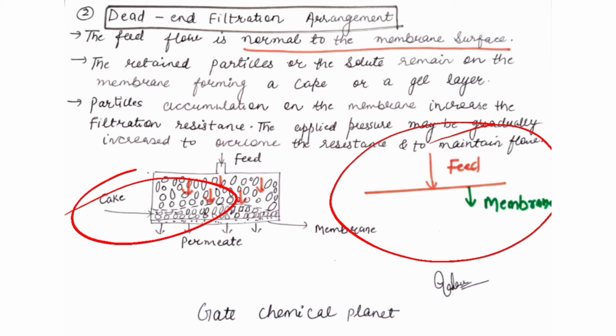So here there is an accumulation of retained particles or solute which remains on the membrane, and it forms a cake or gel layer, and the particle accumulation increases the filtration resistance. And how is this overcome? This can be overcome by the applied pressure, which also maintains the flow. So this is the dead end filtration arrangement.